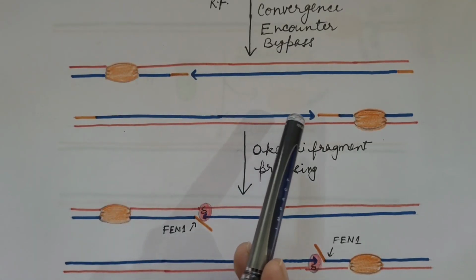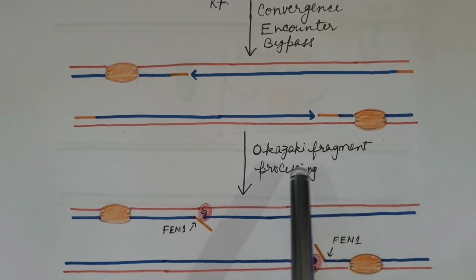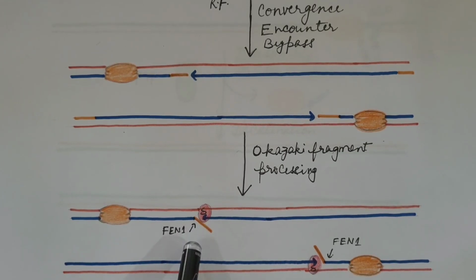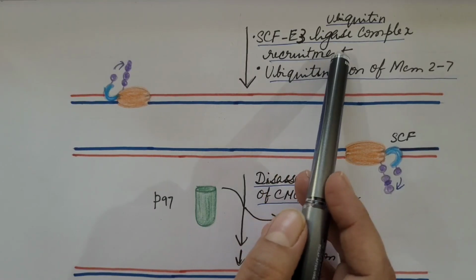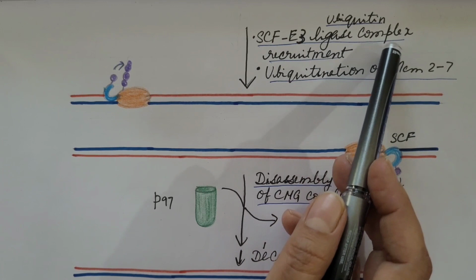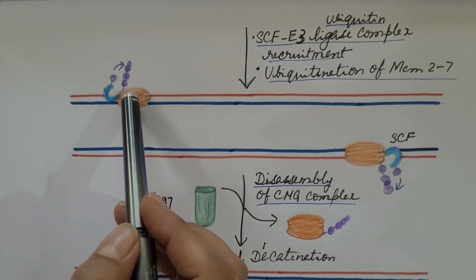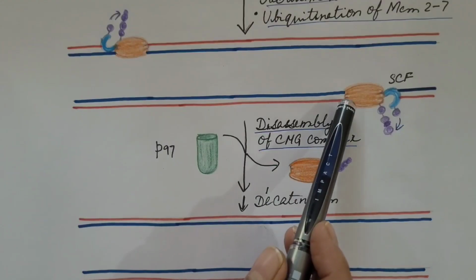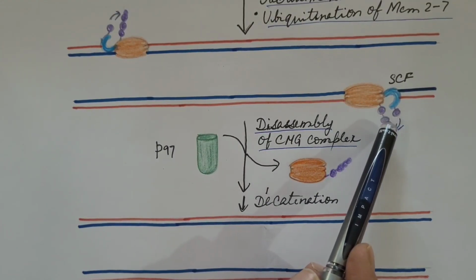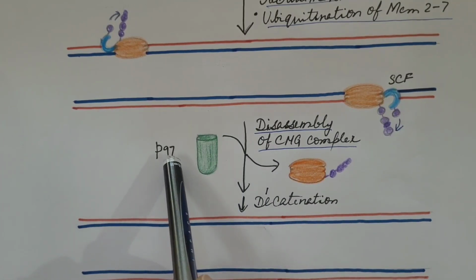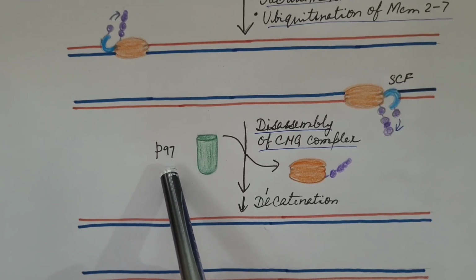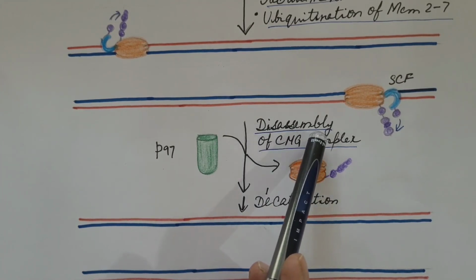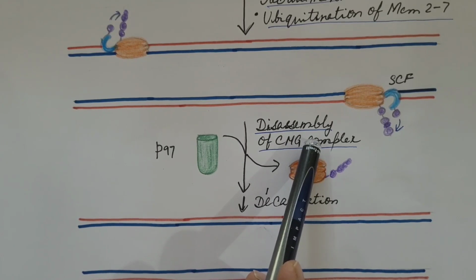Once the synthesis of the new strand is complete, the processing of Okazaki fragments takes place. That is, the RNA primer is removed and replaced with a stretch of DNA. This we will discuss in detail in a separate video on primer removal. Then recruitment of the SCF E3 ubiquitin ligase complex takes place. This is SCF. This causes the ubiquitination of MCM2 to 7 at the 7th protein. Now this ubiquitinated MCM2 to 7 is recognized by P97, valosin-containing protein, which is the segregase enzyme, and this causes the segregation or disassembly of the CMG complex along with its other cofactors and proteins.